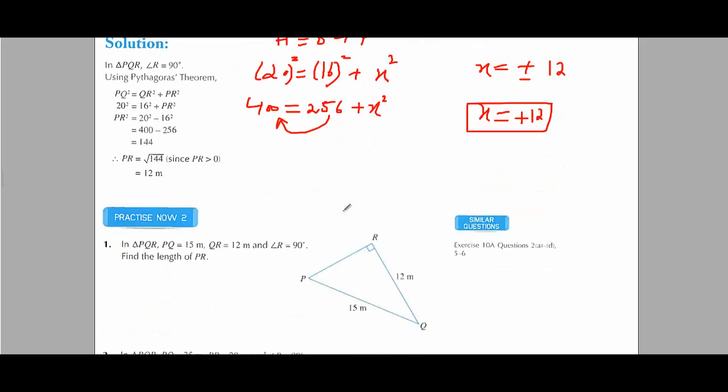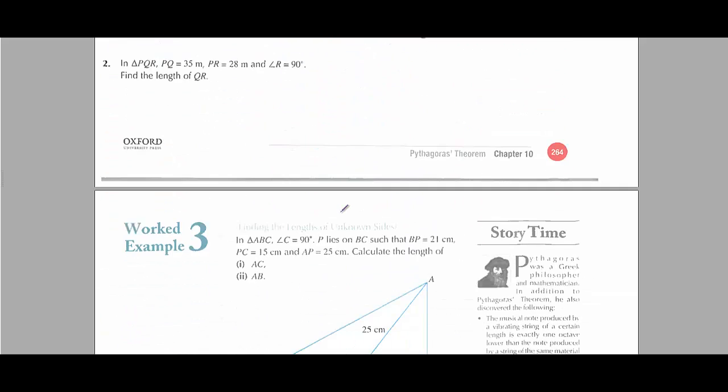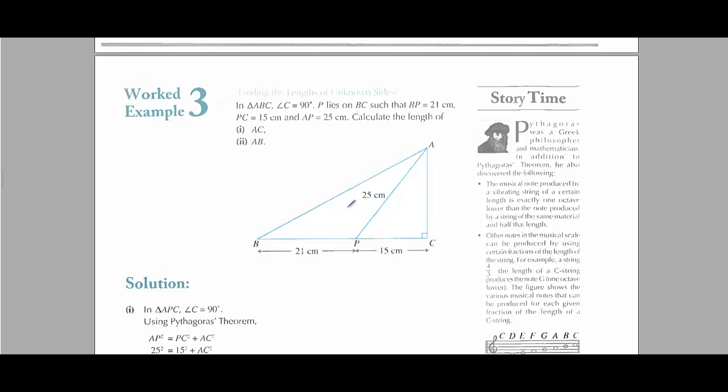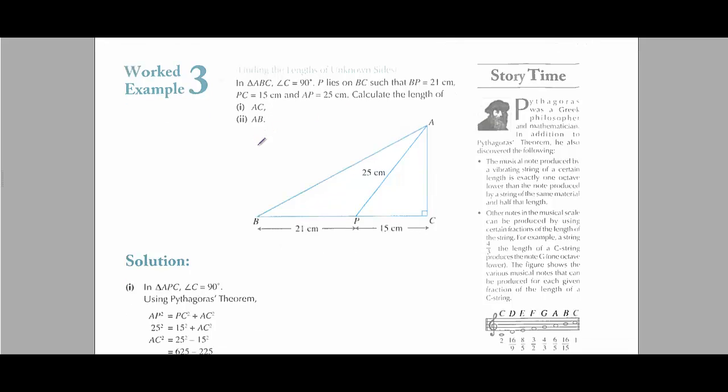So this is another example. And now this one, look, is a little bit challenging question. We have two triangles, and we have to calculate the length AC. What is AC? And AB as well. Where is AB? This is AB. We have to calculate these two lengths.